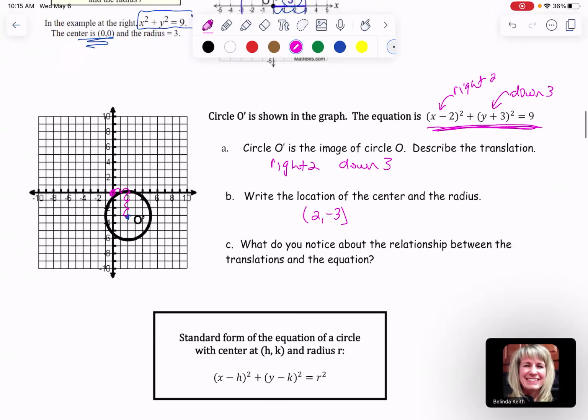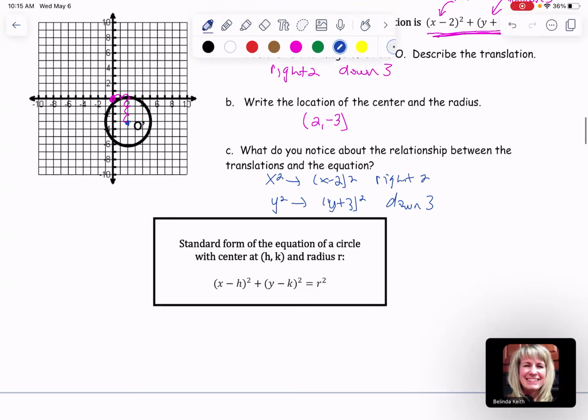So what I want you to notice here is that your x squared became x minus 2 squared because we went to the right 2, and my y squared became y plus 3 squared because we went down 3. All right, so this is the standard form for the circle equation. You'll have x minus h squared plus y minus k squared equals r squared, where h and k is your center, and your radius is whatever this is when you take the square root of it.